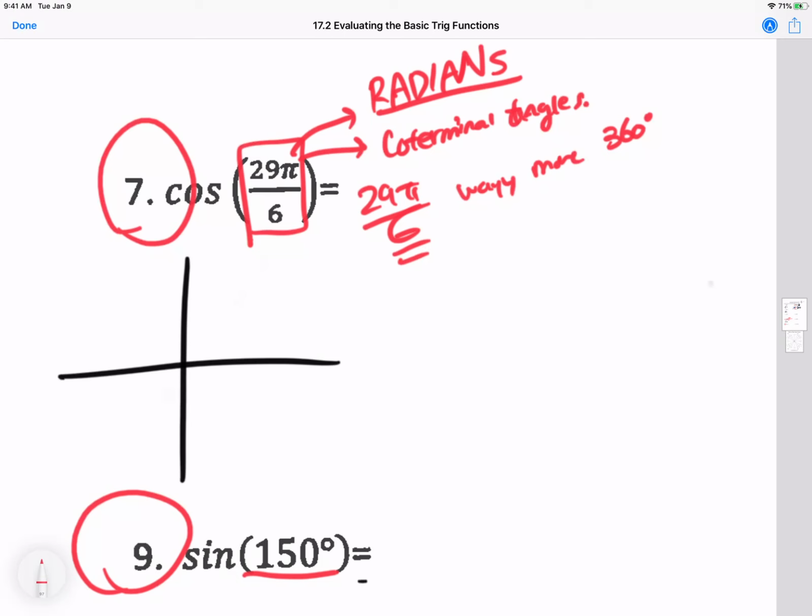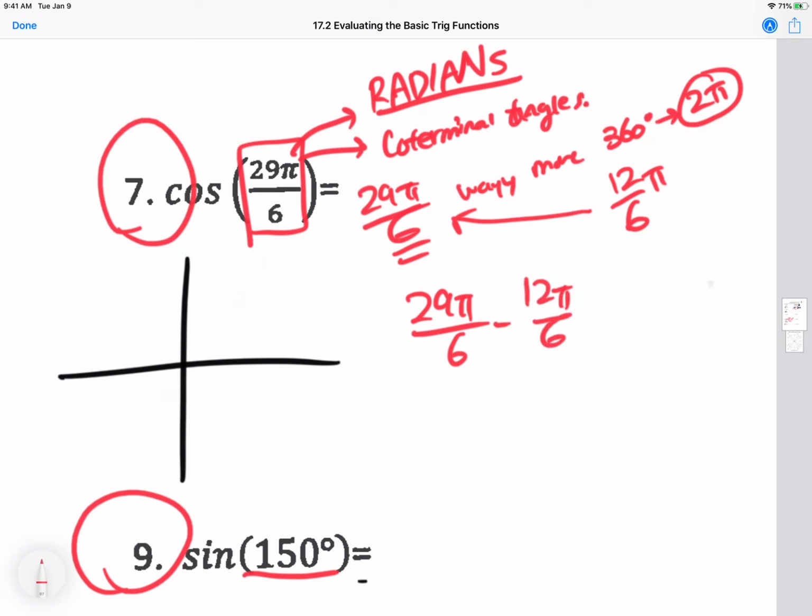If we have the common denominator as 6, 360 degrees in radians was always 2 pi. With the common denominator of 6, that should make it 12 pi over 6. But notice how 29 pi over 6 is just way more than that. So how do we find the coterminal angle? Well, we have to keep on subtracting 2 pi every time. So 29 pi over 6 minus 12 pi over 6 turns out to be 17 pi over 6. I still have something more than 12 pi over 6, so I have to subtract 12 pi over 6 one more time, and I end up getting 5 pi over 6.